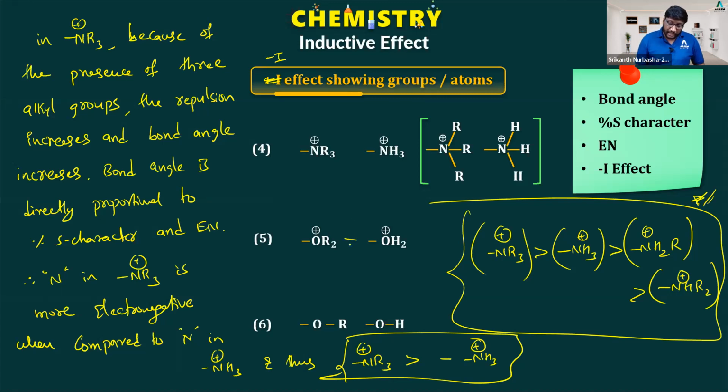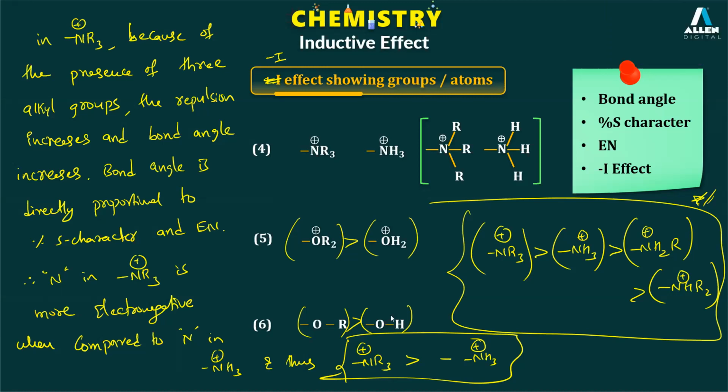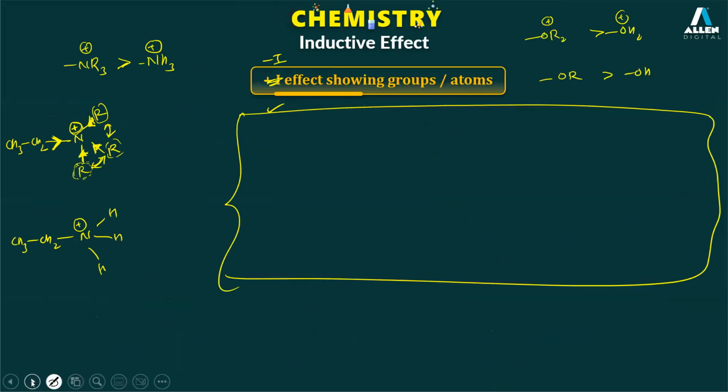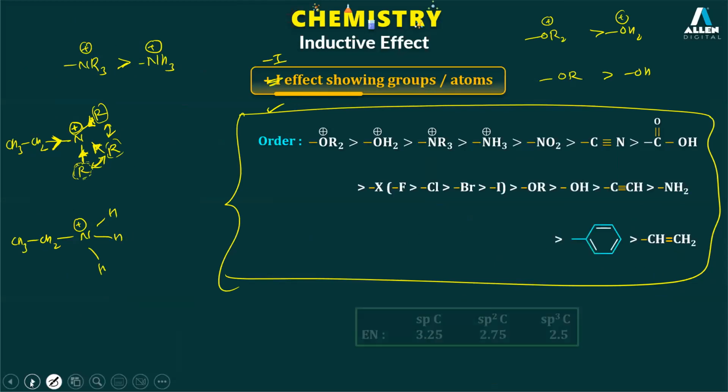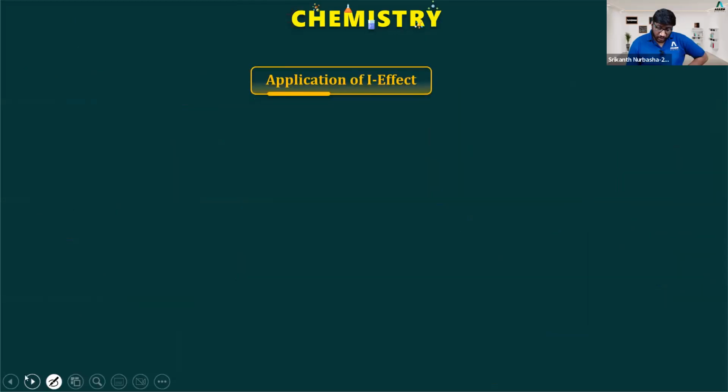Same logic you can apply to OR2+ and OH2+, OR and OH. Applying the same logic, you will get these orders. Is that clear, students? Yes. So this is how the order is obtained.